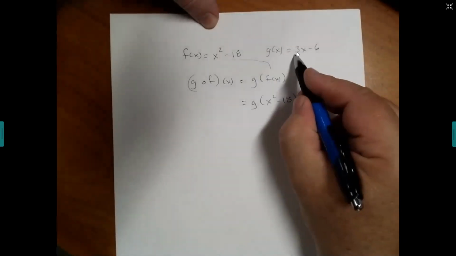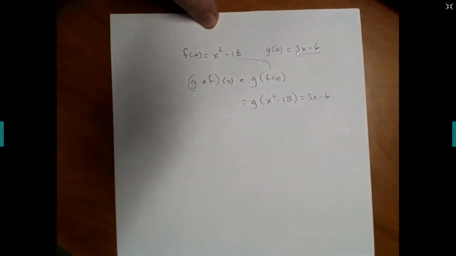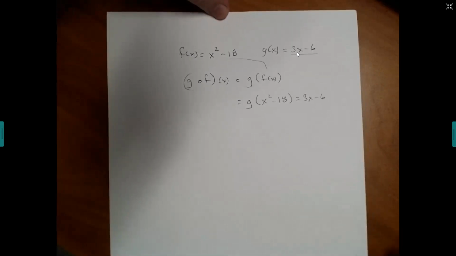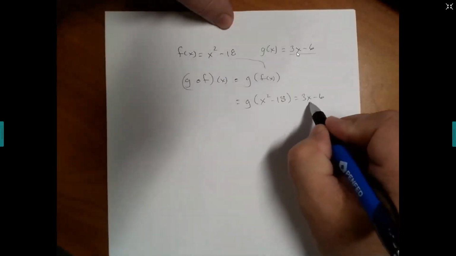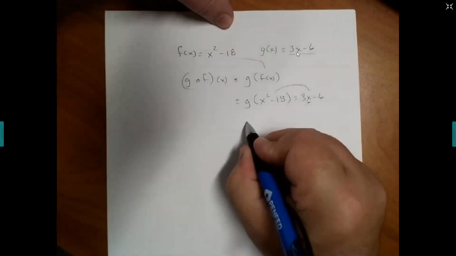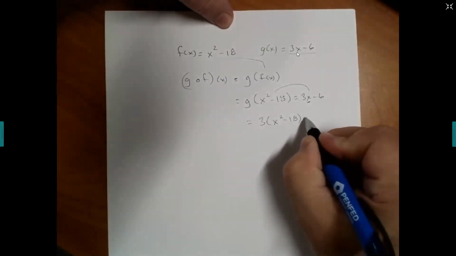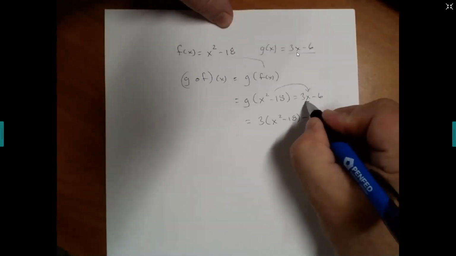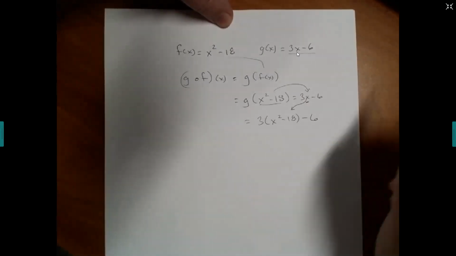Now in g, anywhere I see an x, I was doing the g of x because I didn't like specifically what they were asking for. If math is just, okay, what's the final answer, that's what I care about. So inside g, anywhere I see an x, I put that in there. So it's 3 times x squared minus 18 minus 6. So wherever I see an x, I put whatever's inside the parentheses.